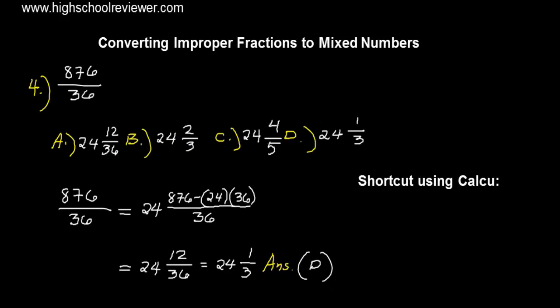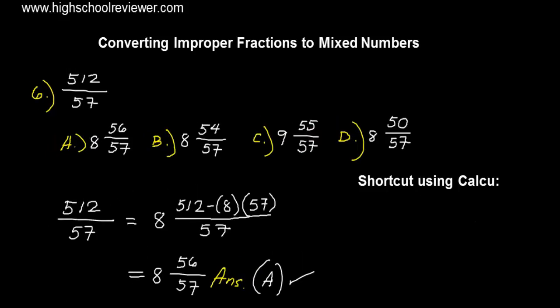Next, 876 over 36. These are the choices, and here is our solution. Our final answer is 24 and 1/3. And let's proceed to the shortcut using your calculator. Again, you type the numerator, which is 876, and then you press the fraction key A B over C, and then type the denominator, which is 36, and the equal sign. Again, this is the shortcut using your calculator.